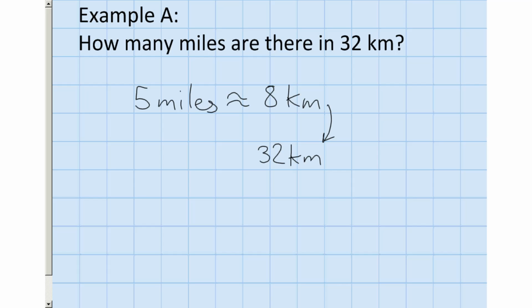Well, hopefully you know your times tables. We know that there are 4. 4 eighths is 32. And for each of those 8 kilometres, we've got 5 miles. So we've actually got 4 lots of 5 miles in 32 kilometres, so we've got 20 miles. So 32 kilometres is approximately 20 miles.